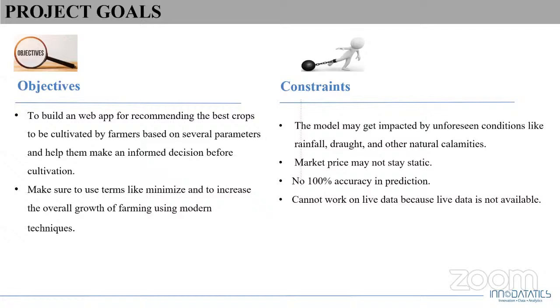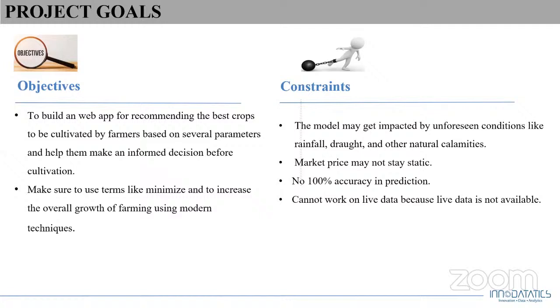Then in constraints, as we all know, no one can predict the exact climate conditions. So this model may get impacted by unforeseen conditions like rainfall, drought, or other natural calamities. Next, we cannot predict the market price of the crop. It might vary as per the supply and the demand in the market. Next, we have no 100% accuracy in prediction, because if the data changes, the results might vary.